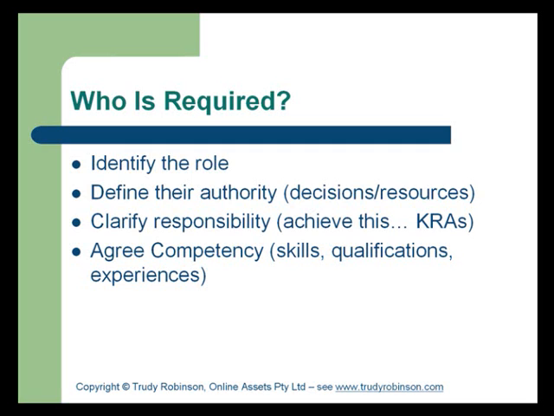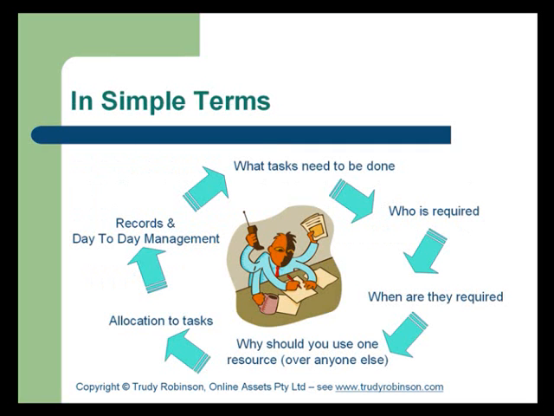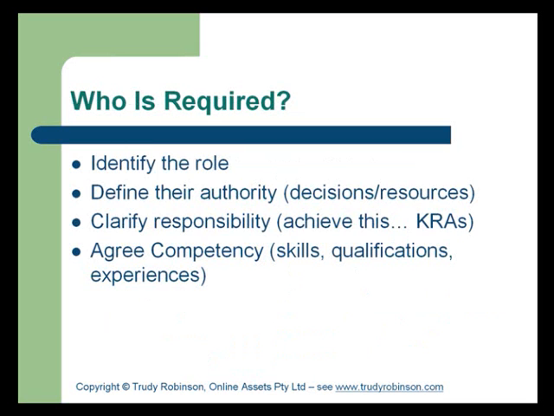So, who is required? The previous presentation has already looked at the need to identify the tasks and detail them in a work breakdown structure. So we'll move on to who is required in order to be able to undertake those tasks. In order to identify clearly who is required, it is necessary that you identify the role. You particularly define the authority of the person or resource that will be undertaking the tasks, including the decisions that they will be able to make and the resources that they will be in control of.